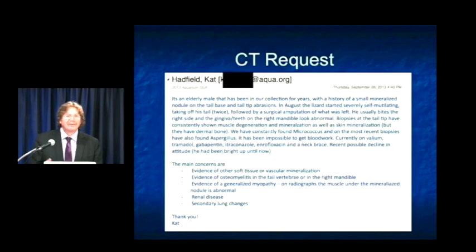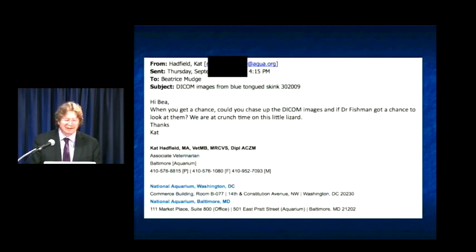And here was a requisition. This was from Kate Hatfield, who's one of the key people at the aquarium, one of the veterinary people. And of course, you realize that you get much better history from the aquarium than you do from many of your referring physicians, and you could see what her main concerns were. And of course, at times, I try to be really prompt, but at times I'm not. And here was a letter just to show you sometimes I'm just a little bit late getting the report back.